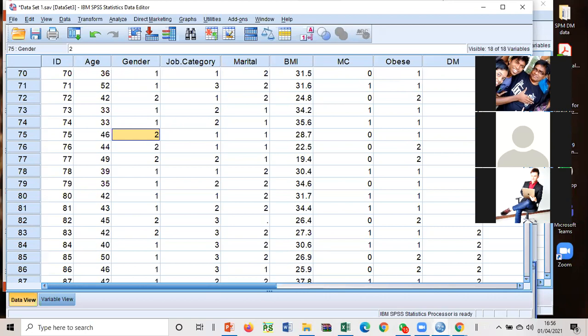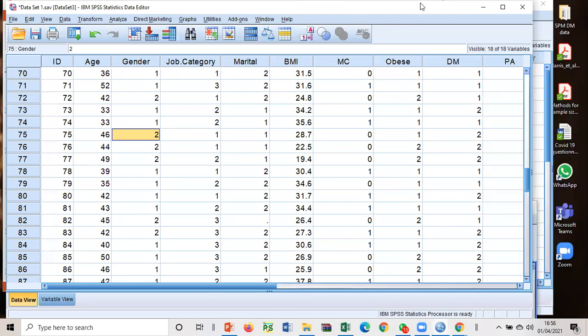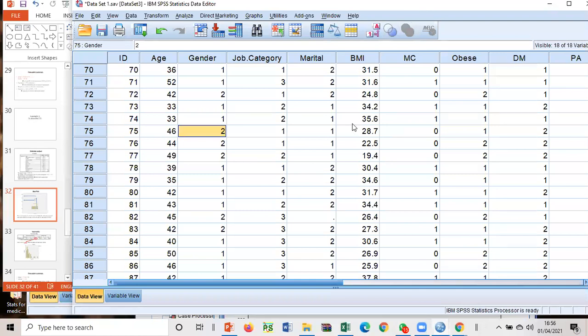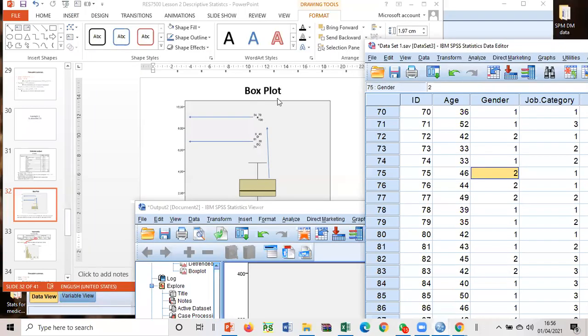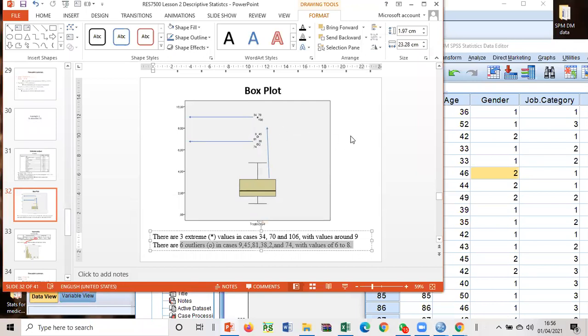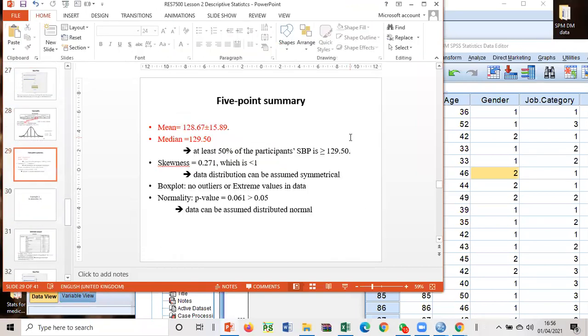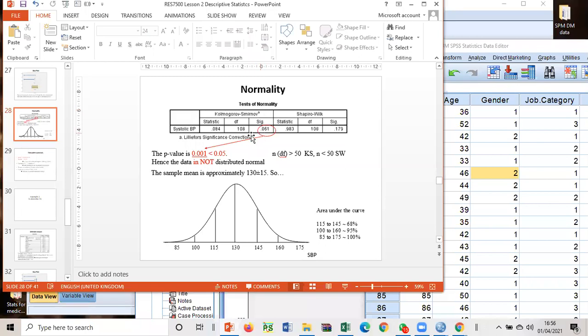Professor, does it mean that if we have outliers or extremes, the data is not normal? No. The box plot only helps you identify whether an outlier is extreme. It does not test for normality. Only the normality test will tell whether the data is normal or not.